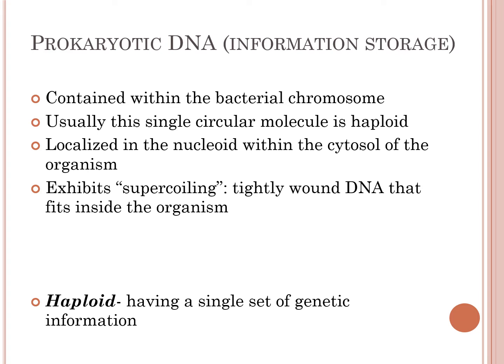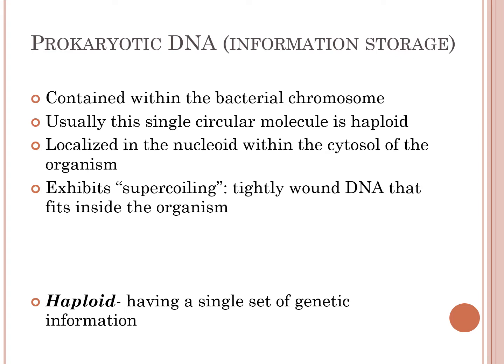DNA is contained within the bacterial chromosome. It's usually a single circular molecule and that is haploid, or in other words, it has one single copy of DNA. It's localized in the nuclear space within the cytosol of the organism. The cytosol is chemically rich fluid inside of the cell. DNA exhibits supercoiling, or tightly wound DNA that fits inside of the organism. Because of supercoiling, there is enough room to pack tons of genetic material into a small space.